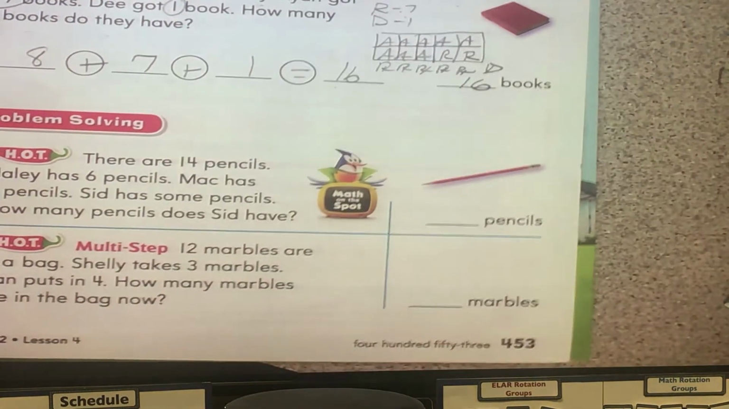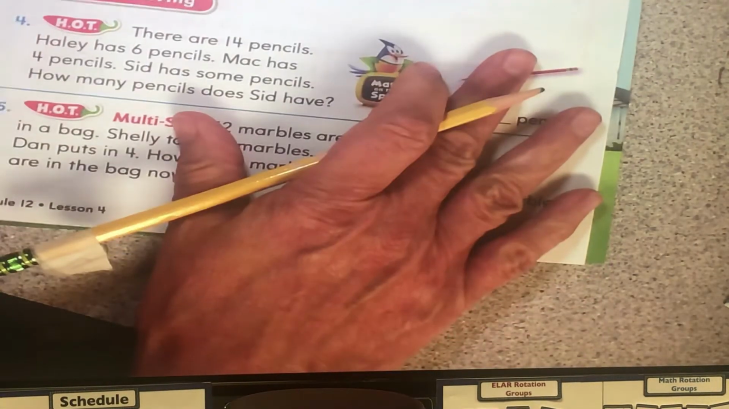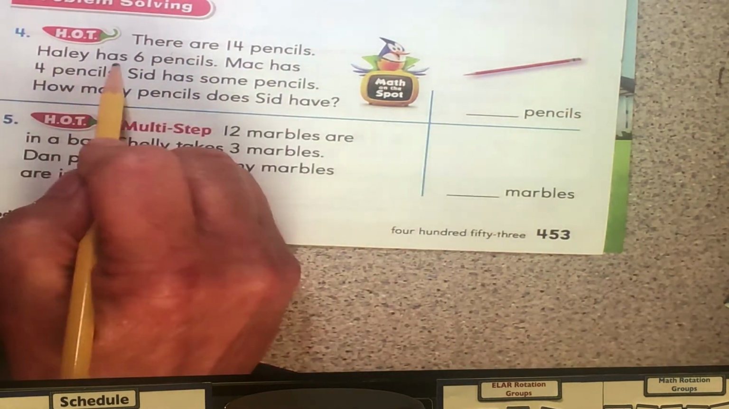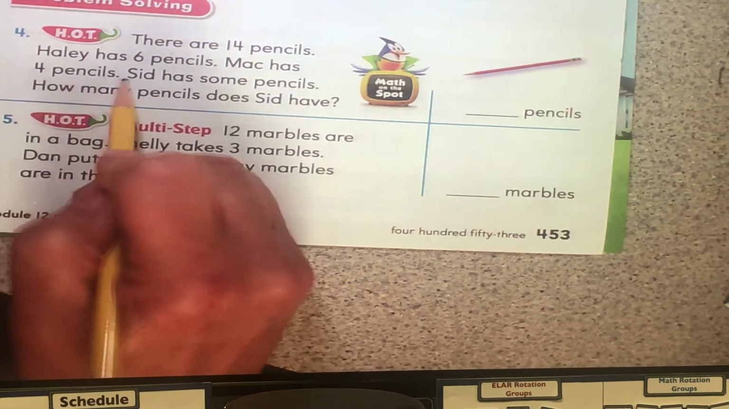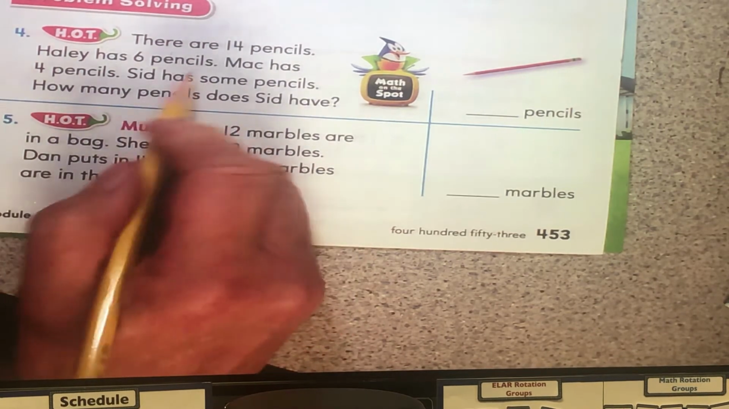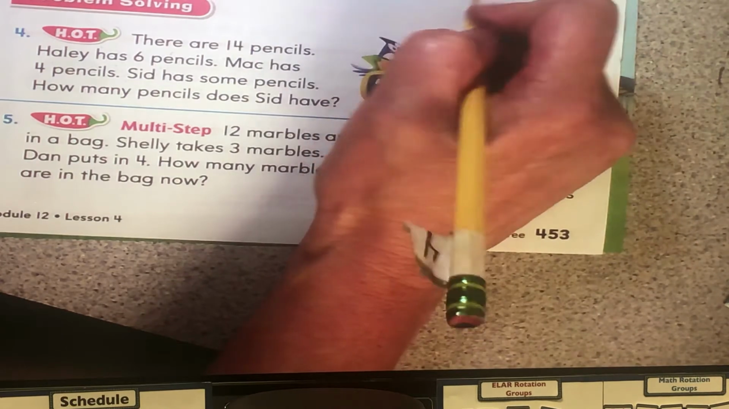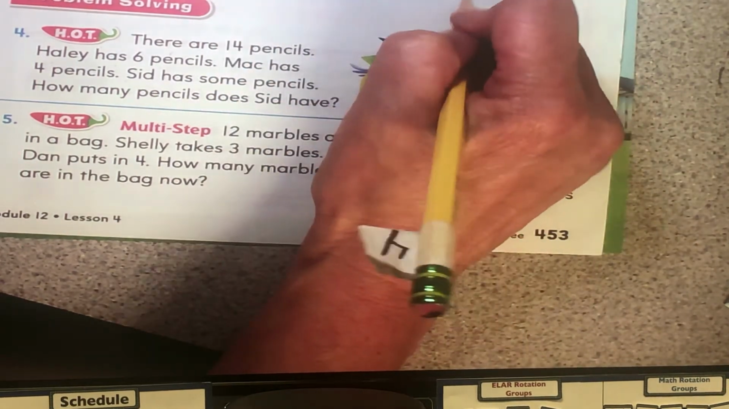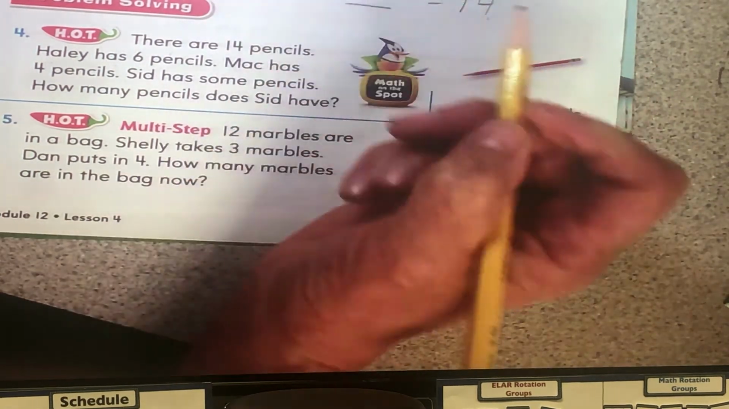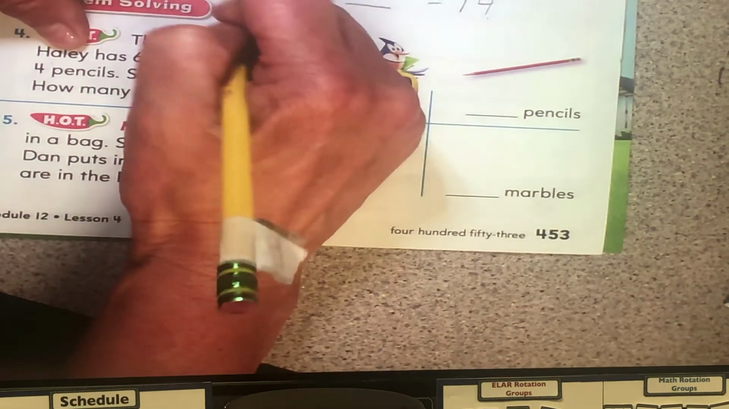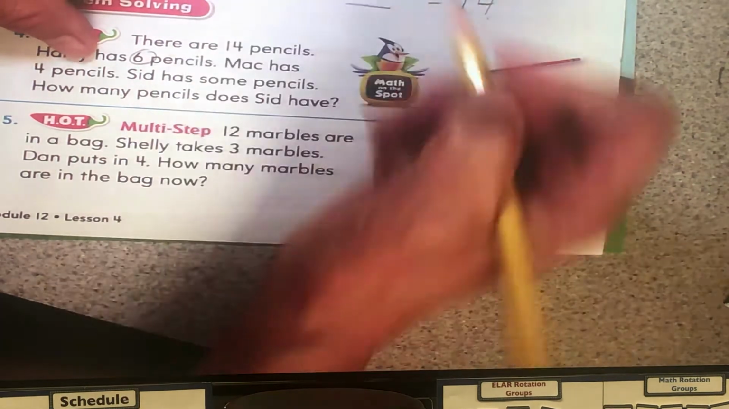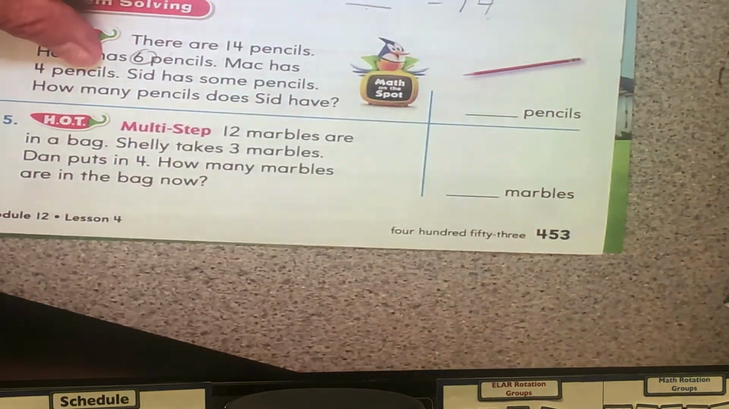16 books. Okay? Now our hot problem. There are 14 pencils. Haley has 6 pencils. Mac has 4 pencils. Sid has some pencils. How many pencils does Sid have? So what information am I given? Well, we have 14 pencils altogether, right? So I know that's going to be my answer. We have Haley has 6, plus Mac has 4, and Sid has, we don't know how many, correct?